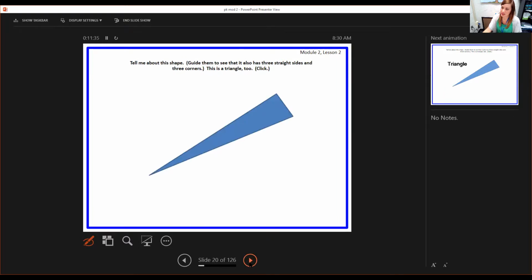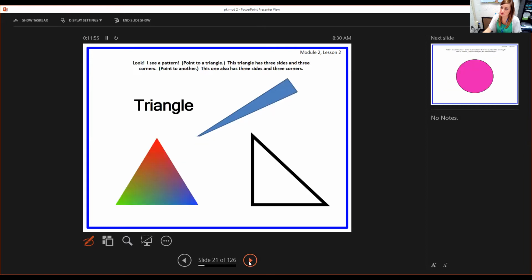Tell me about this shape. It has 1, 2, 3 straight lines, and it has 1, 2, 3 corners. This is a triangle too. Look, I see a pattern. This triangle has 3 sides and 3 corners. This one also has 3 sides and 3 corners. And so does this one.